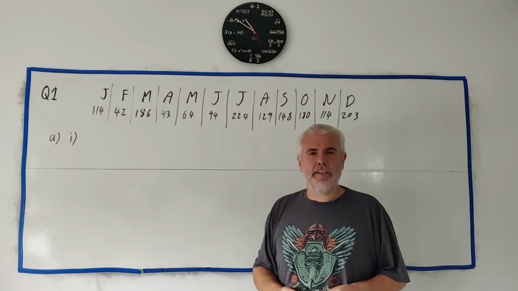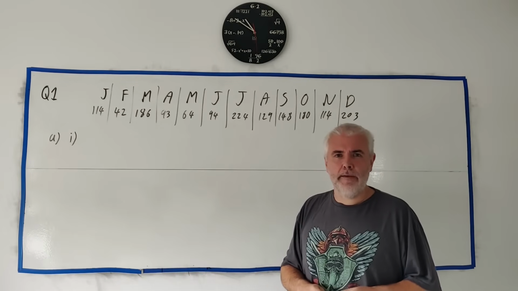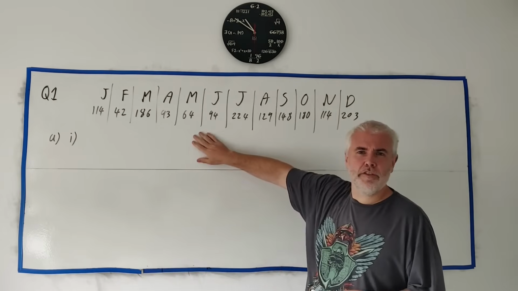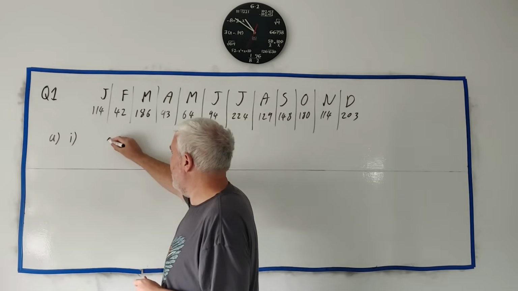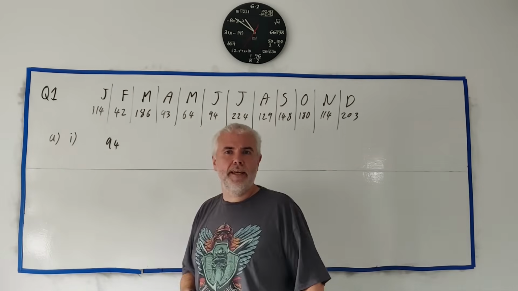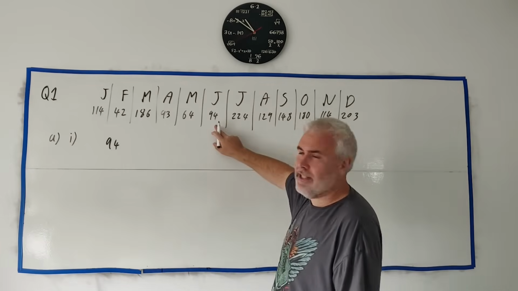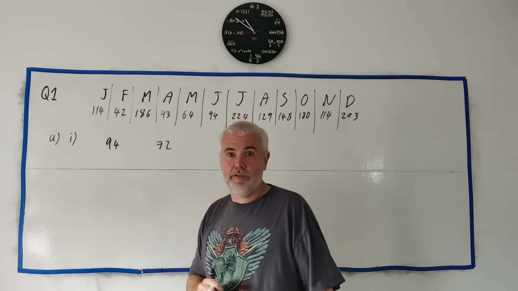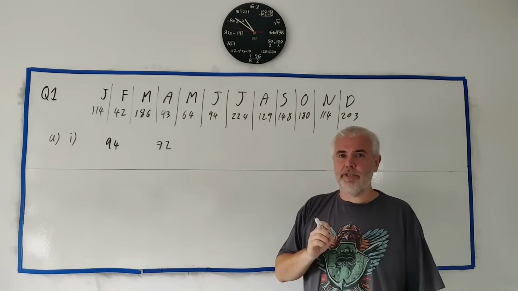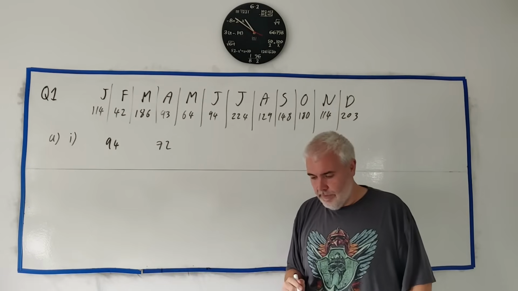In question 1, it's all about rainfall, specifically in Athenry. For A part 1, we're not going to use this table quite yet. They simply tell us that 94 millimeters of rain falls in 2023. That's this one we can see here. And a year later, 72 millimeters falls. They want us to find the percentage decrease in rain between these 2 years.